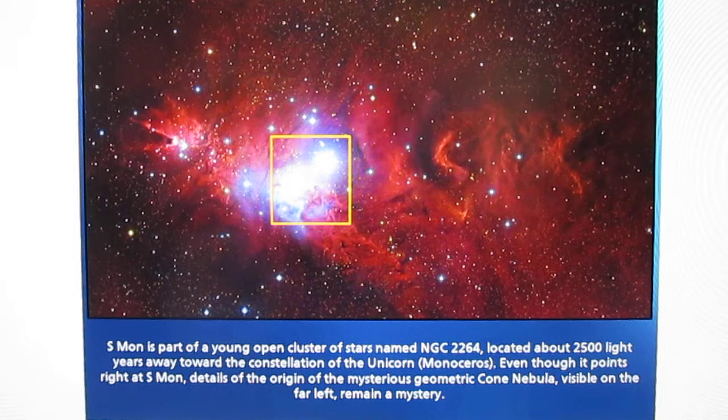The blue glow directly surrounding S Mon results from reflection, where neighboring dust reflects light from the bright star. The red glow that encompasses the whole region results not only from dust reflection, but also emission from hydrogen gas ionized by starlight.